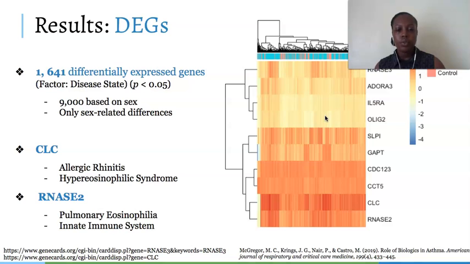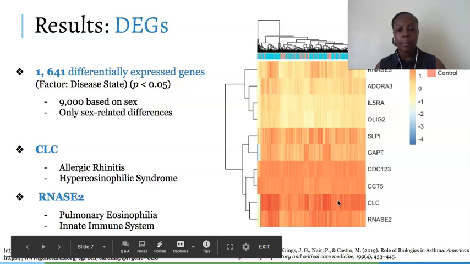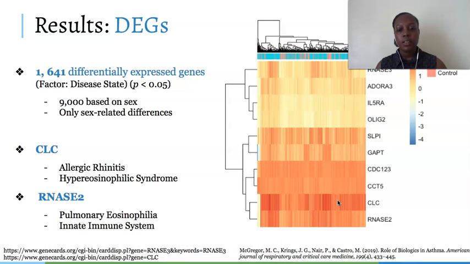And these are two of the most differentially expressed. You can see that from the darkest shade on the heat map. Now, for these genes, what we did was we looked at the associations so that we could get a better idea of how they might be influencing the development of asthma.